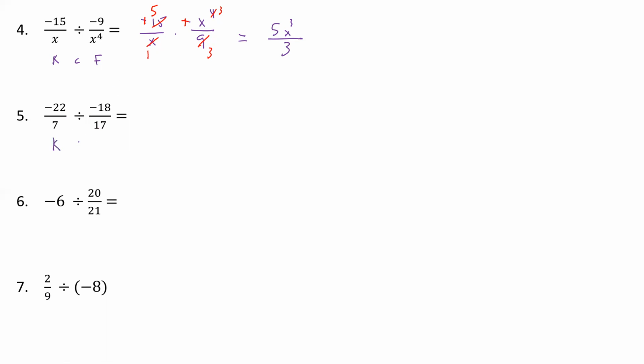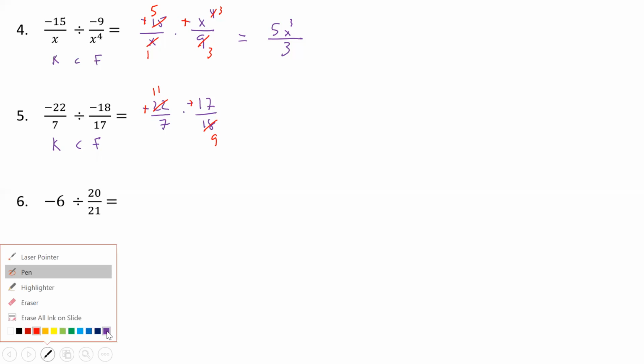So we're going to keep, change, and flip. So negative 22 over 7 times 17 over 18, and it's also a negative. So what does that mean? Well, negative times a negative is going to be positive. Now, let's see. Here we have 2 times 11, 2 times 9. So 2 will go in here 9, 2 will go in here 11, and 7 and 17 are prime. So that's as far as we can go.